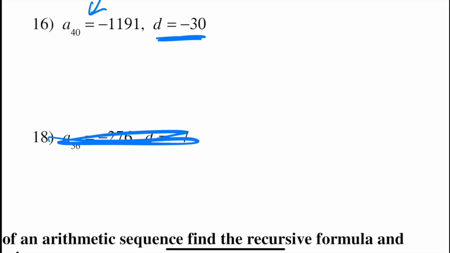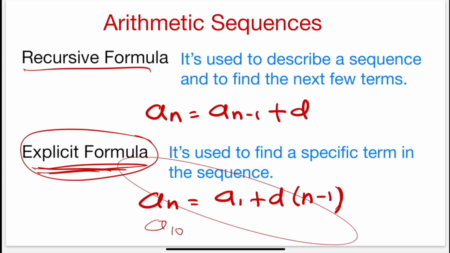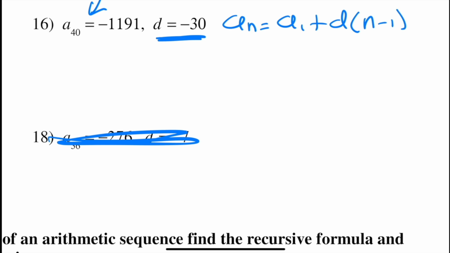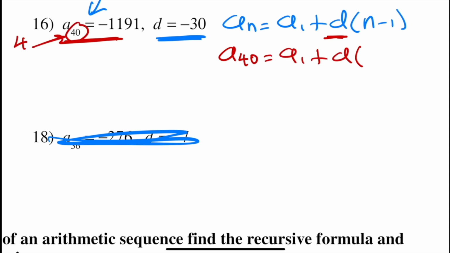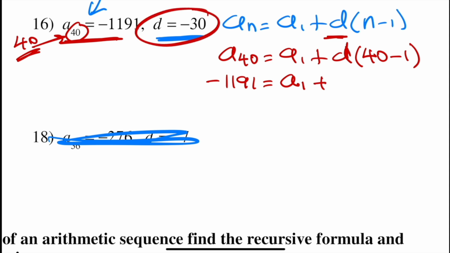Okay, so what's happening is the following. The first thing that I need to do is write the explicit formula. Once we have the explicit formula, we need to replace whatever information they give me. My d, I have it. And then I have a sub 40. So a sub 40 goes here. If this is a sub 40, then my n is 40. Okay, now let's replace what we have. A sub 40, I have a sub 40, so this is negative 1191 equals a sub 1. Do I have a sub 1? No, I don't have a sub 1. Do I have d? Yes, d is negative 30. So let's replace this. Negative 30. And 40 minus 1 is 39.